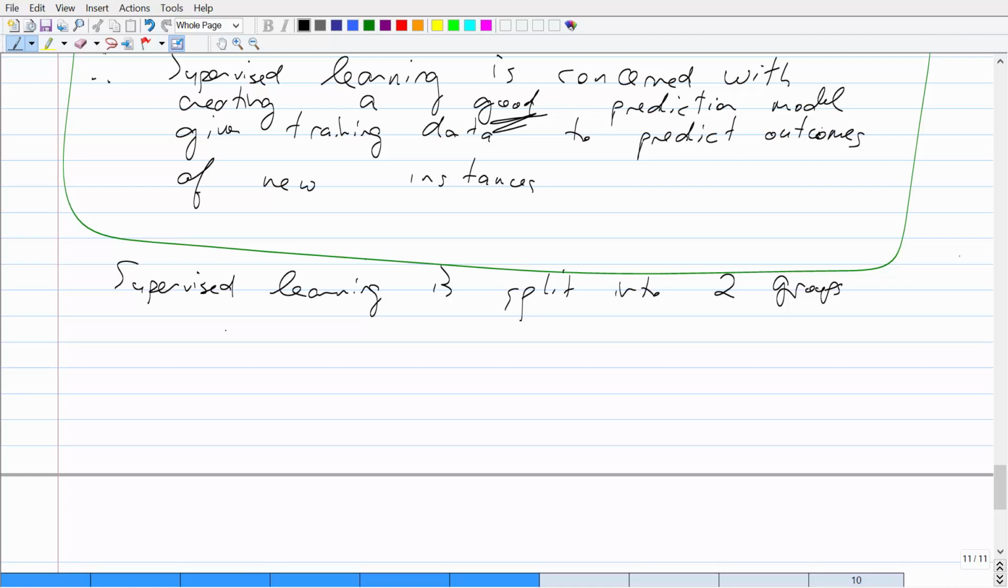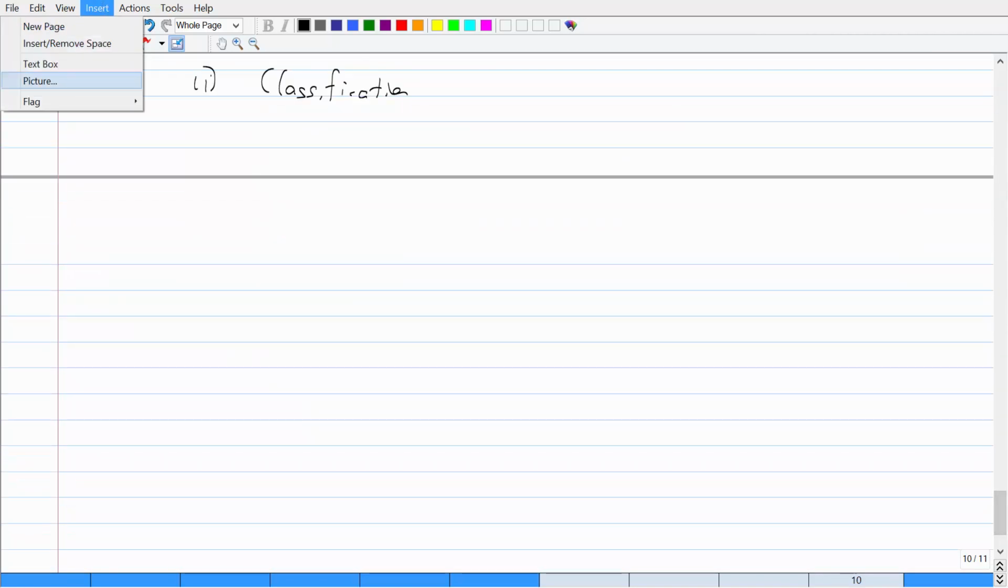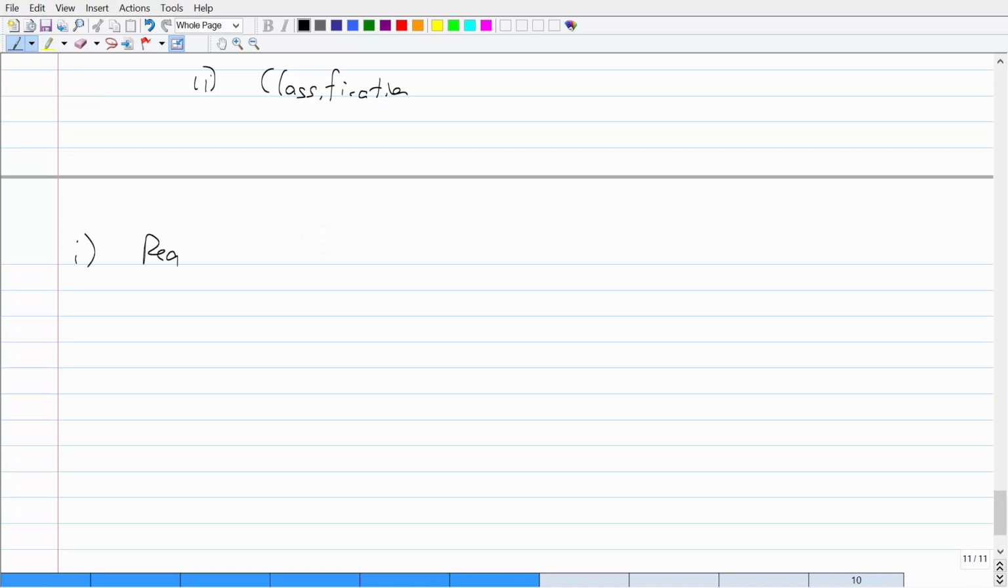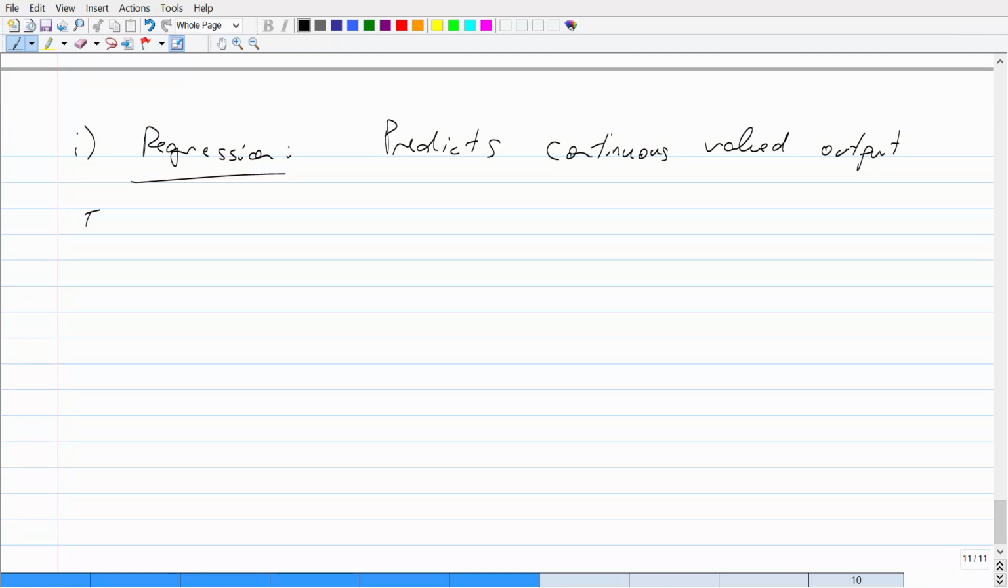So supervised learning is split into two groups. One, regression. Two, classification. Regression is not used that often. We tend to go to classification a little more, especially because it's a little more applicable to what we're doing, but nevertheless, we will cover it here. What regression does is predict continuous valued output. The output can belong to an infinite number of groups. So for example, you have housing prices, right?